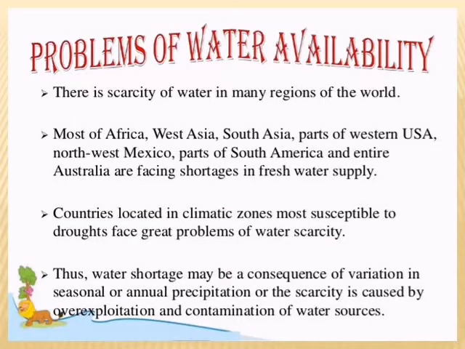The availability of water over the earth's surface is not the same. Some areas have plenty of water, and some areas have water scarcity. For example, most of Africa, West Asia, South Asia, parts of Western USA, Northwest Mexico, parts of South America, and the entire Australia are facing shortages in fresh water supply. Countries located in dry climatic zones are also facing the problem of water scarcity. This water shortage may be a consequence of variations in seasonal or annual precipitation, or the scarcity is caused by overexploitation and contamination of water sources.